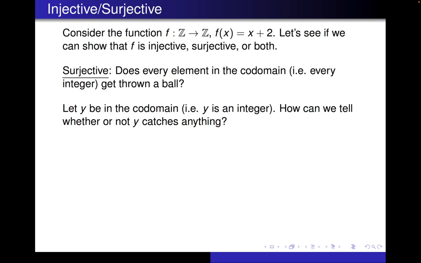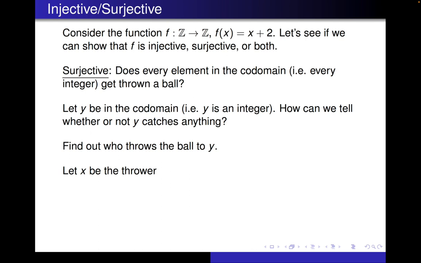How can we tell whether or not y catches anything? That's a good question. There's more than one strategy generally, but the most reliable strategy to look at first is to figure out who's going to throw the ball to y. Because if you find out which integer throws the ball to y, then that's your input, y is your output, you're done, right? So we've got to do some work.